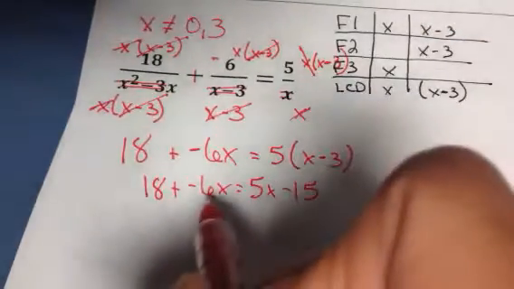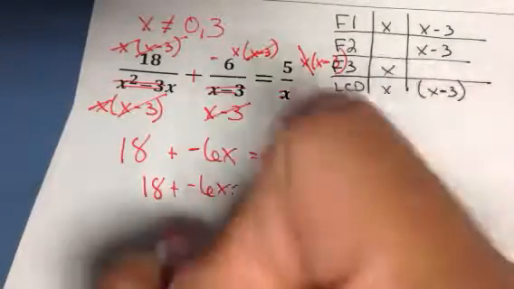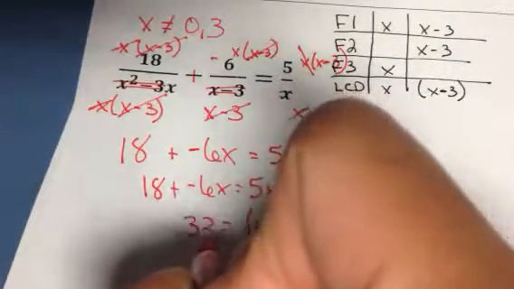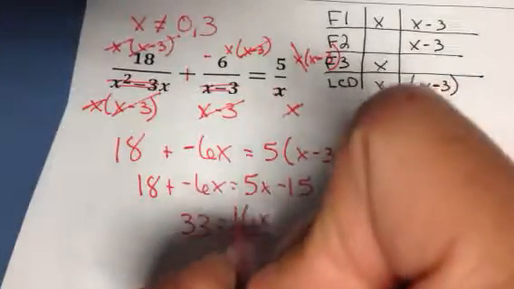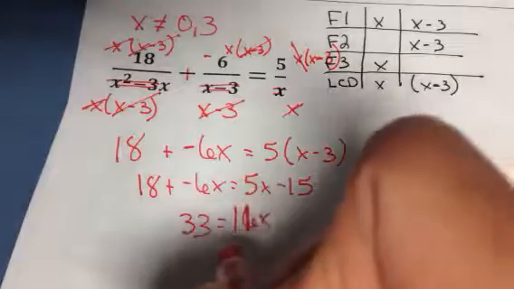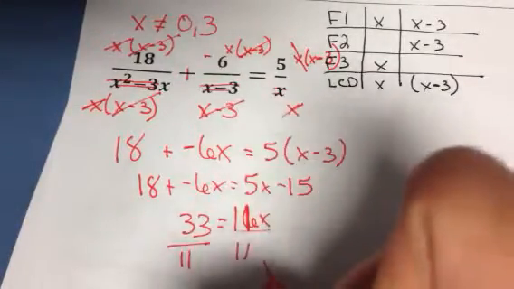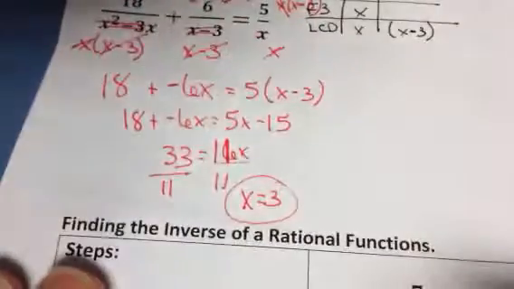And now to get x by itself, I'm going to add 6 over here, the 6x. I'm going to add the 15 over here. Whoops, I added it, but I didn't change it. Sorry, it's 11. And now to get x by itself, I'm just going to divide by 11. And when I'm done, I get x equals 3 as my answer.